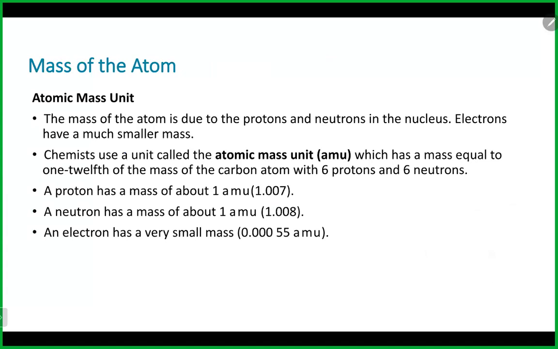In terms of masses of protons, electrons, and neutrons, your book uses AMU, an atomic mass unit. It is a unit of weight. You can see a proton has an AMU of 1.007. A neutron has a mass of 1.008 AMU. And our electron, 0.00055 AMU.